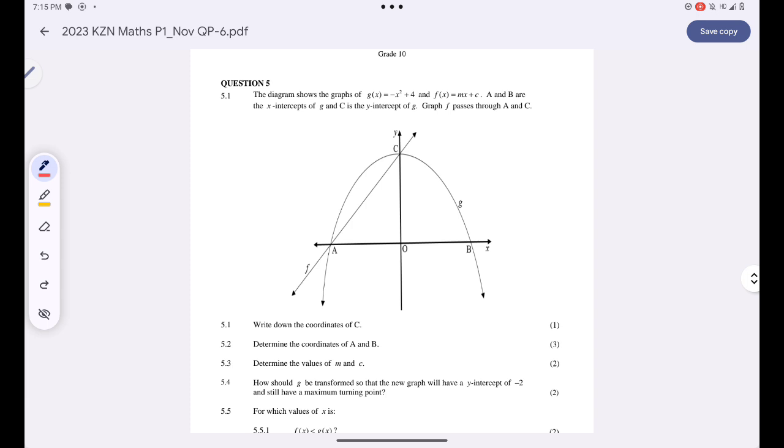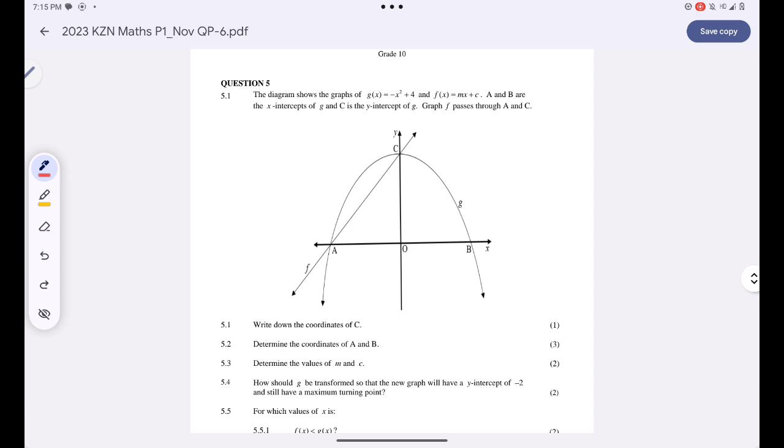Okay, question 5. The diagram shows the graphs of G and F, and we are told that A and B are the x-intercepts of G and C is the y-intercept of G. Graph F passes through A and C. Okay, I must write down the coordinates of C.